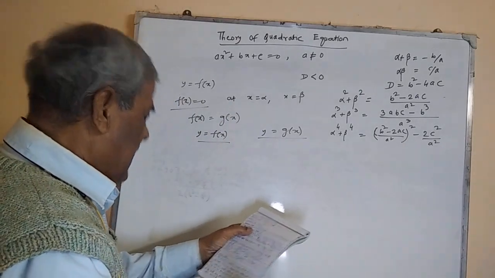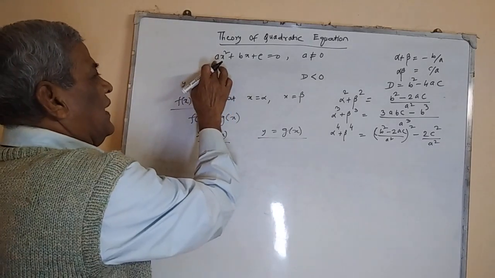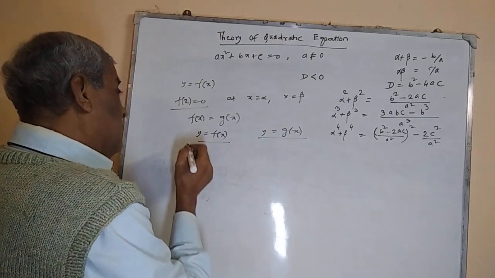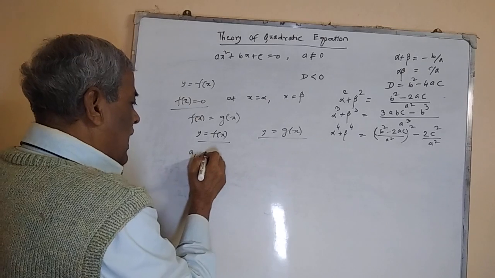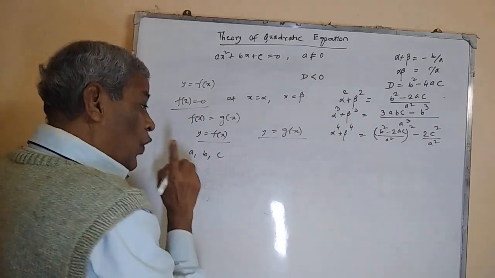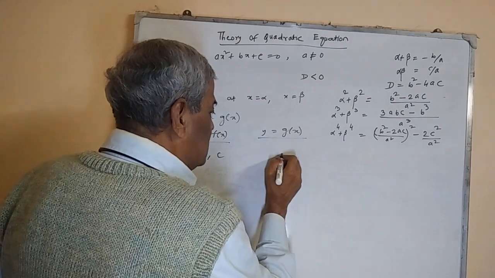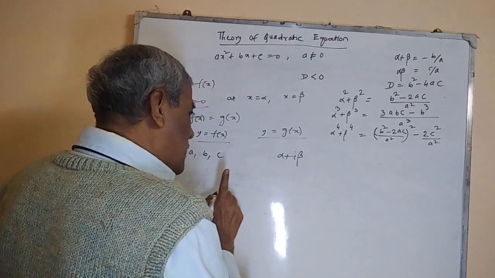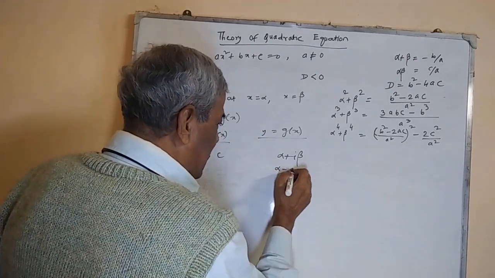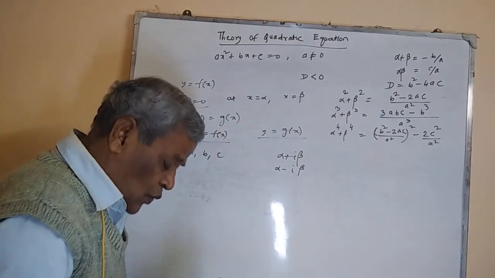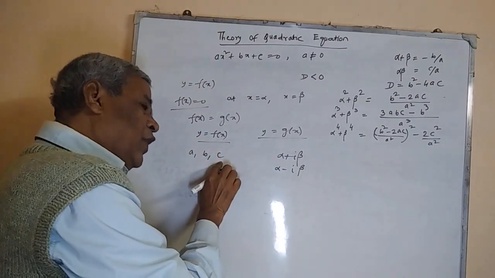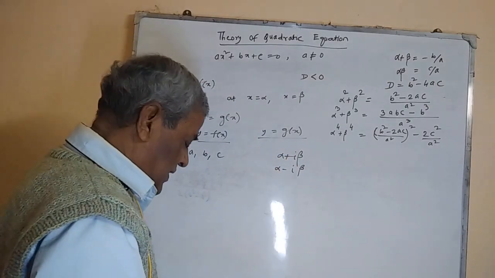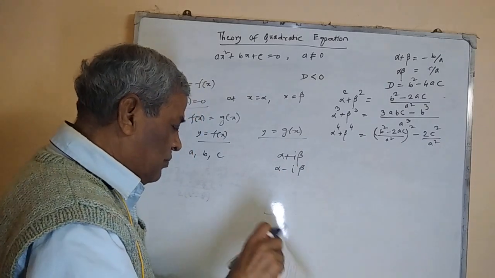This is very important: in this equation a, b, c are all real, and if one root is alpha plus i beta, with alpha and beta real, then the other root must be alpha minus i beta. I repeat once more, a, b, c must be all real, and if one root is that, then the other root is this. So now let us discuss a few problems.